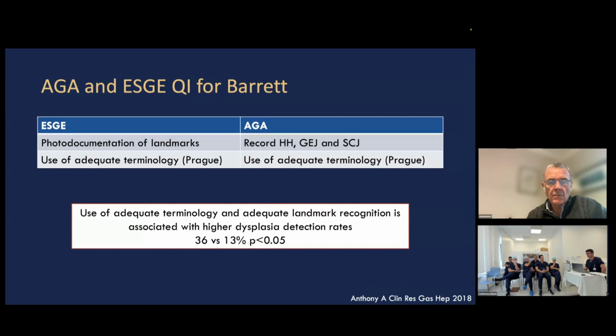Of course, this is biased with the usual bias pattern of retrospective trials, which is that you cannot know whether the terminology used was because the dysplasia was detected and therefore better described, or the other way around. But anyway, the association is not the opposite. So if you use them, you probably have a mindset that is prepared for finding dysplasia.